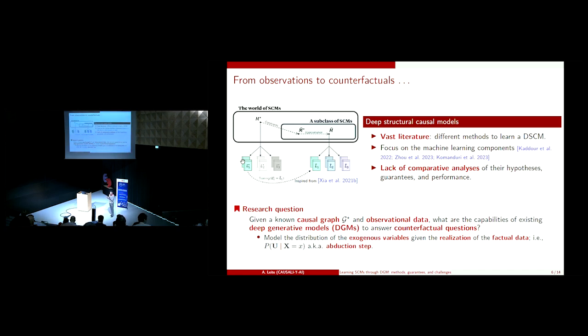One was the research viewpoint: assume that I know the structural causal graph, the structure, and the data based on observational data, what is called here my G star graph. What will be the capabilities of a deep generative model, DGM in our case, to answer counterfactual questions? For us, counterfactual questions mean I need to approximate, in what we call the abduction step, the value or the distribution of the noise, the U.